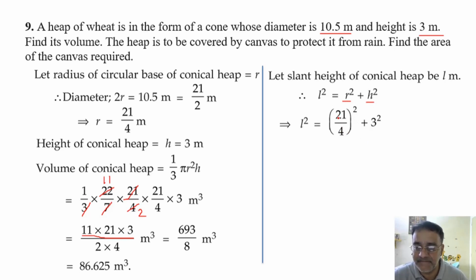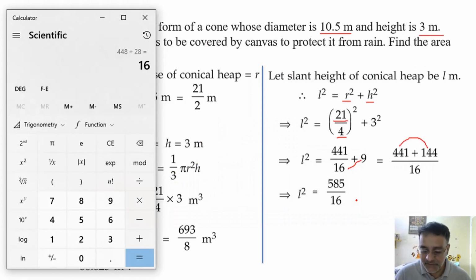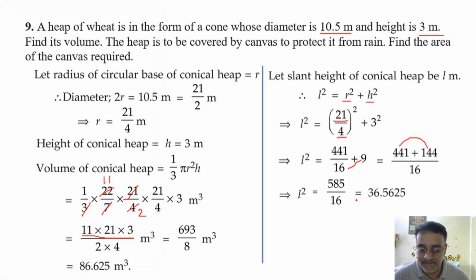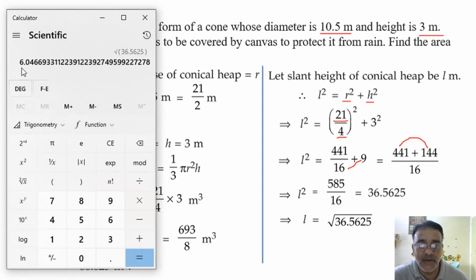What is 21 square? 441 upon 16 plus 9. Now take LCM. 16 into 9 is 144. So 441 plus 144 upon 16. If you add these two, you'll get 585 upon 16. ठीक है? So 585 upon 16, you will get 36.5625. And the square root is approximately equal to 6.05.